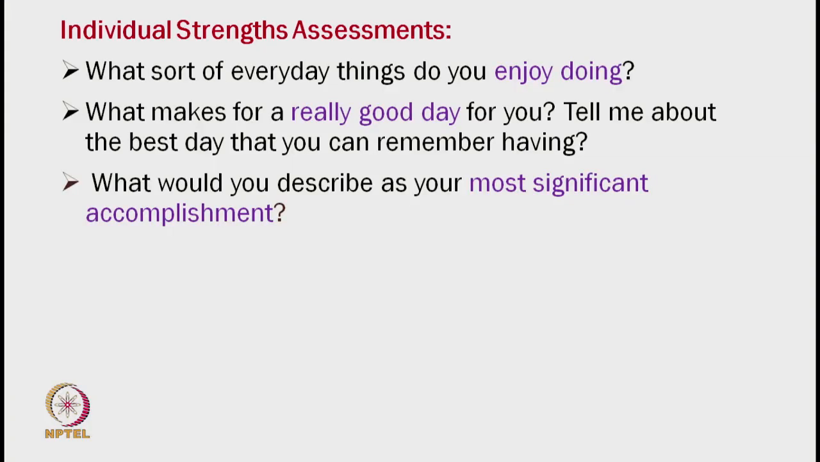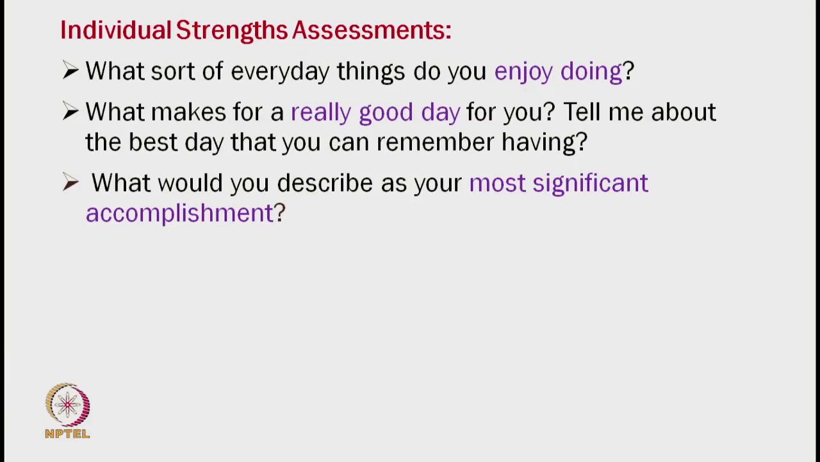For individual character strengths, they ask a number of questions, and through the answers to these questions, they try to find out what the character strengths of a person are. They may ask a number of questions to identify individual character strengths.